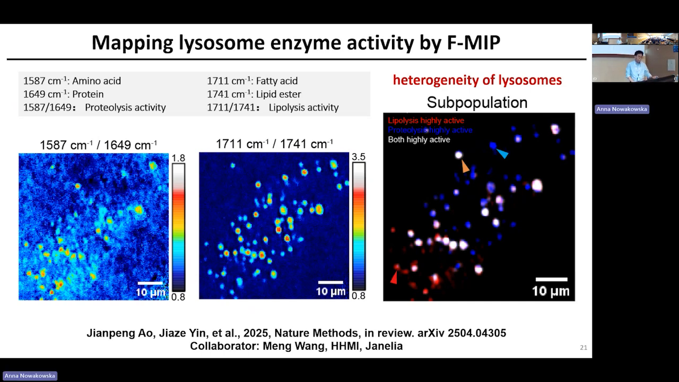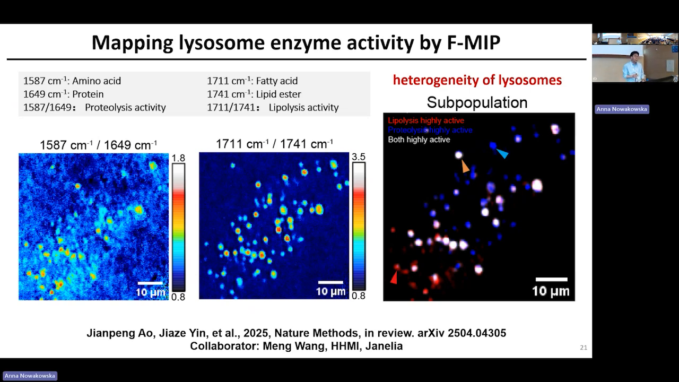By the ratio of fatty acids versus lipid ester, that tells the lipolysis activity. So this signal is often the CO bond, but the CO bond peak in free fatty acid and in lipid ester are different. So these two activities are the major function of the lysosome.